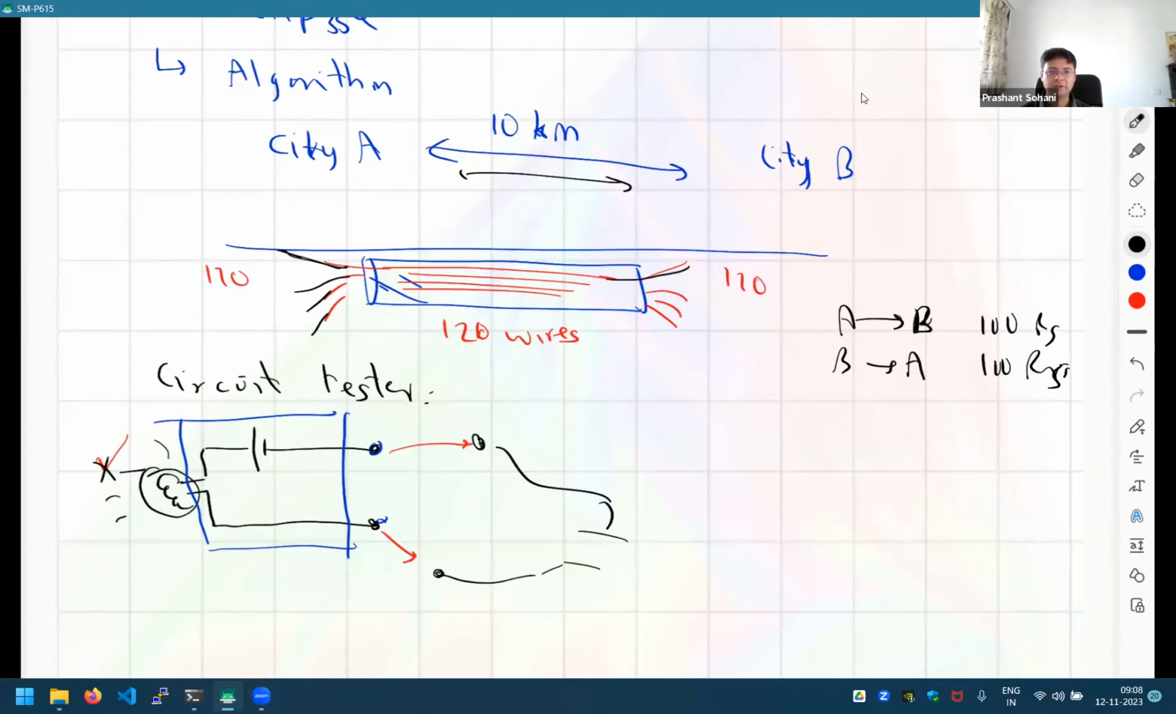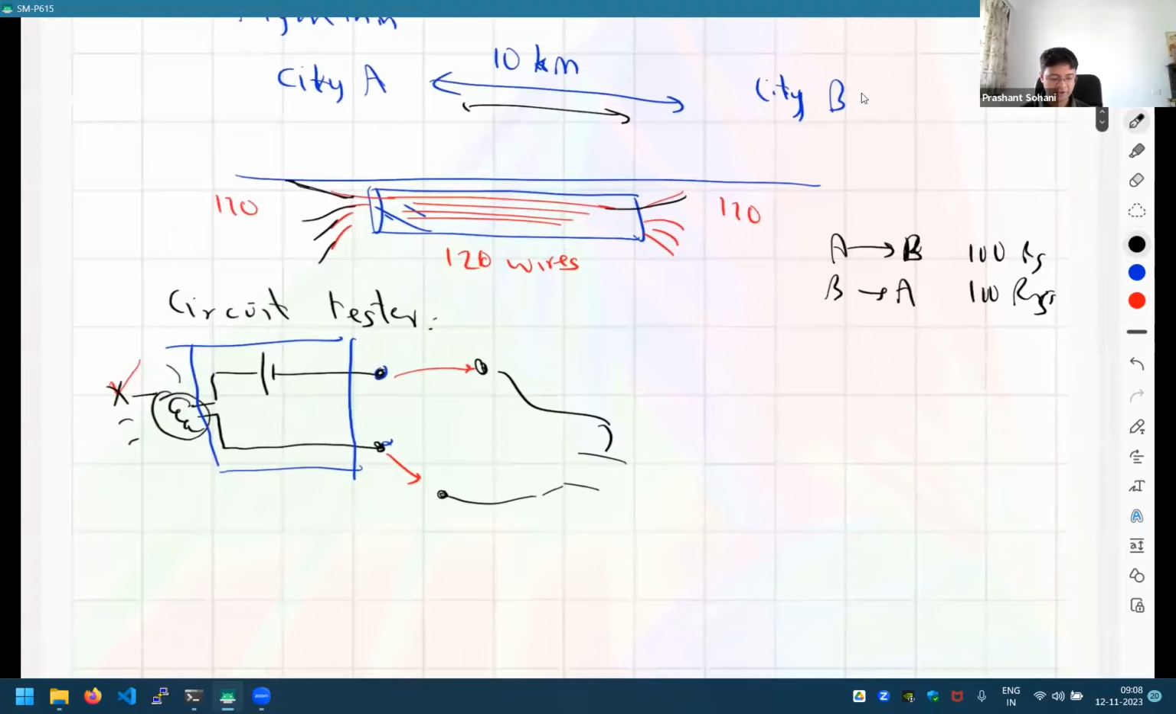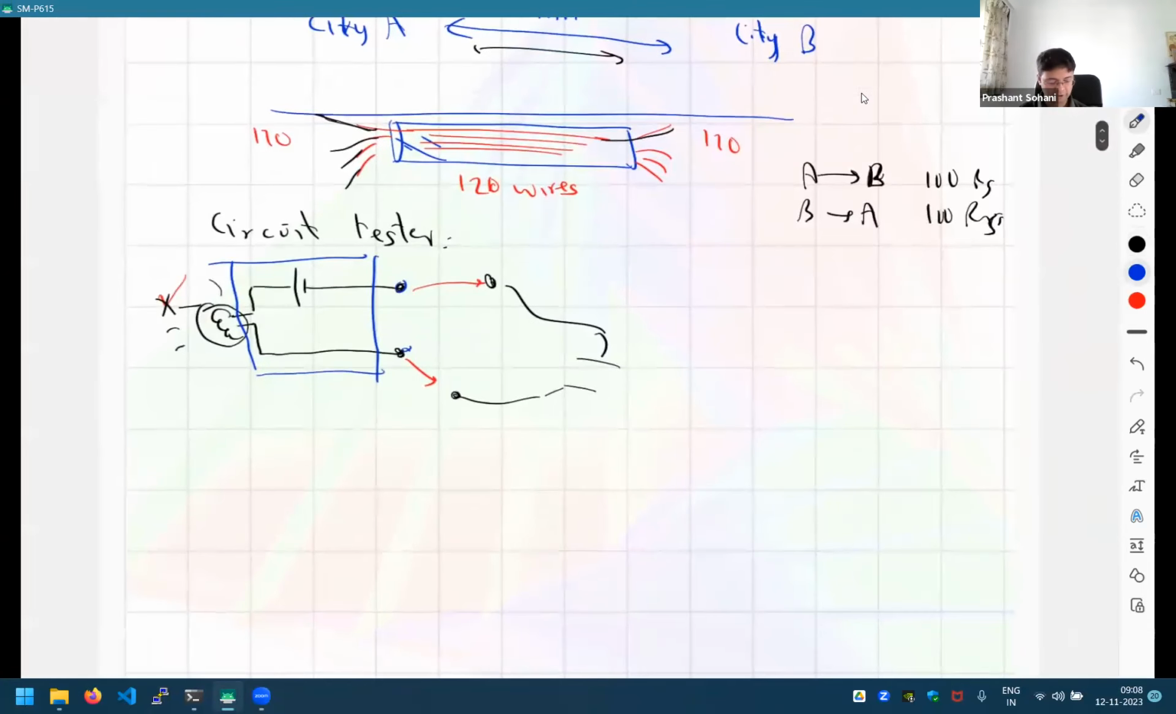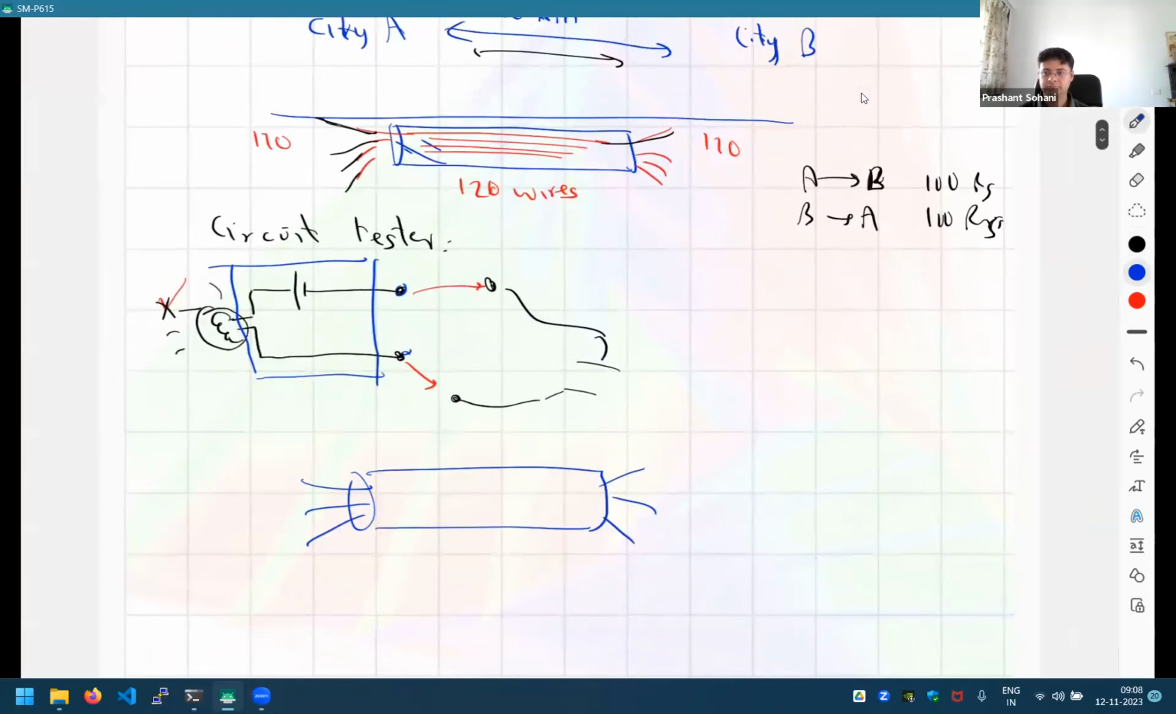I'll give you some time to think. Just to make sure that everybody has understood the problem, let us do the simplest version of this problem. Let us say there are only three wires. So there are three ends coming out of this side and three ends coming out of this side. Now you have to find out which end corresponds to which end over here. How will you solve this problem and how many trips will you have to make to solve it?